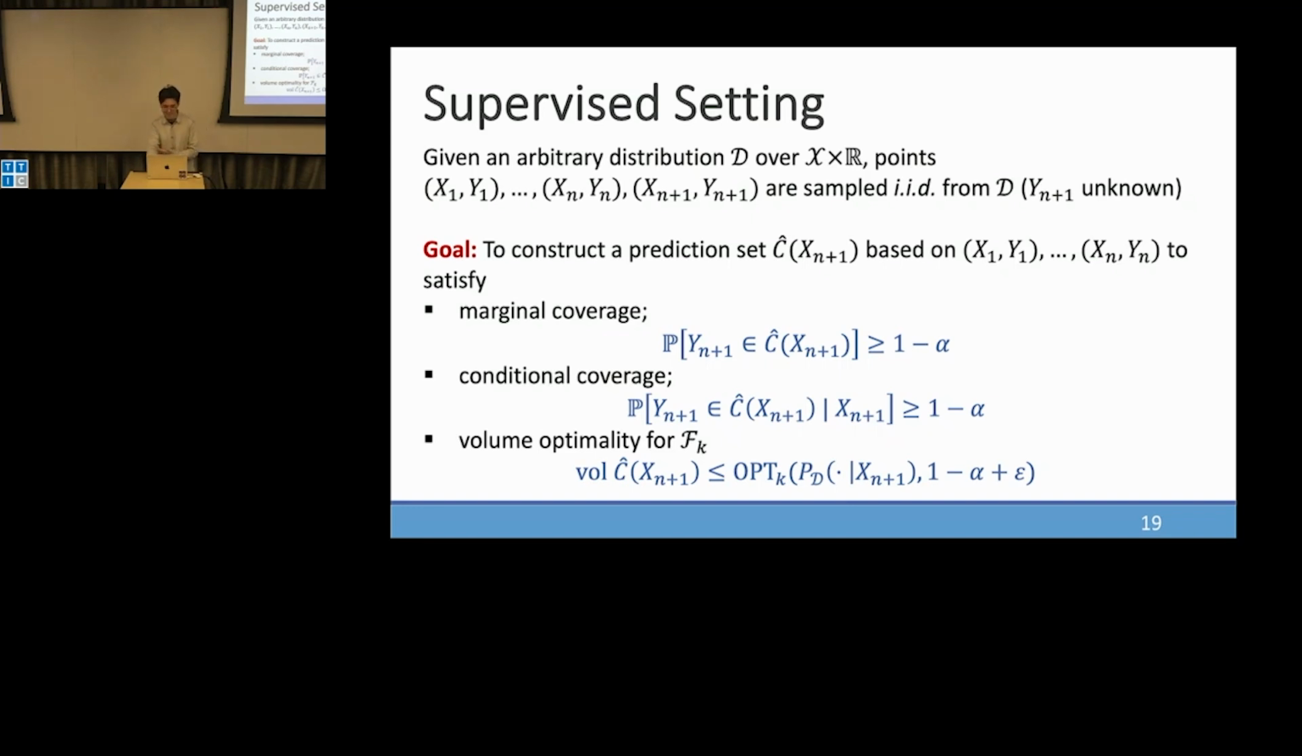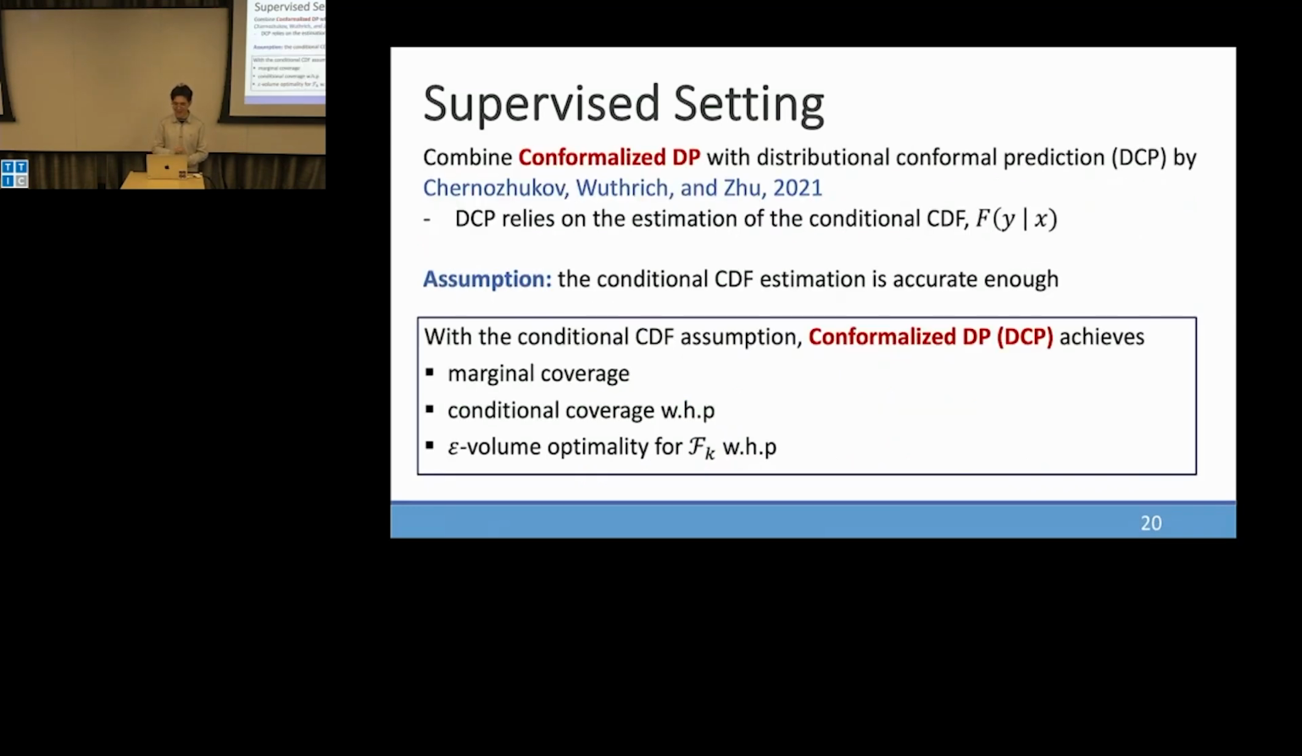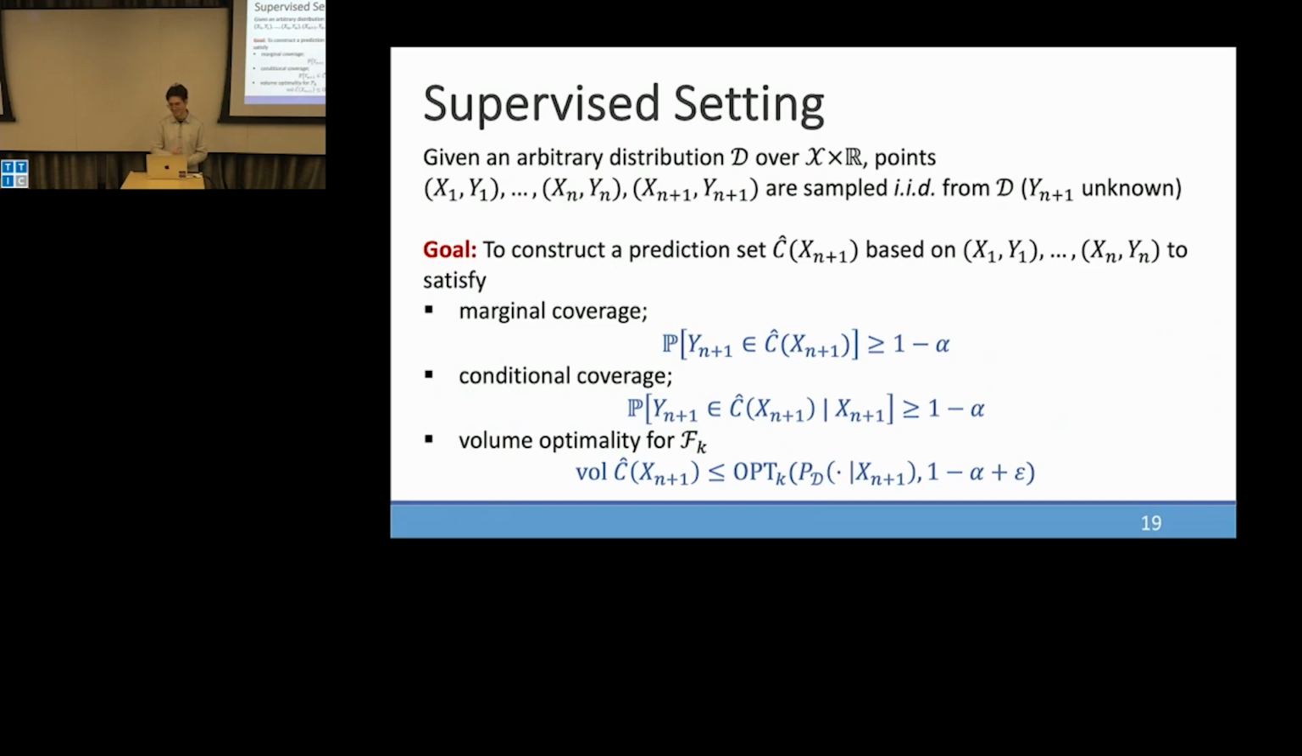Okay, but the conditional coverage is very hard to achieve in general, because if you have no assumptions on the distribution or your learning process, it's quite possible that you have a very new data point, x_{n+1}, and you have nothing about its conditional distribution. It's very hard to achieve any conditional coverage. This is already shown by Wolfgang et al.